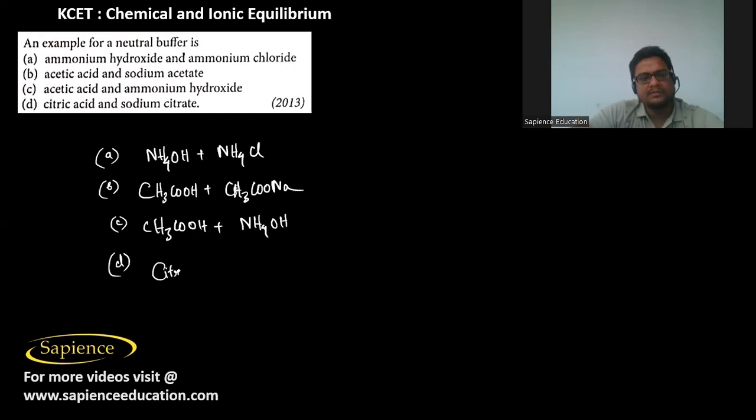Citric acid will have some alkyl group, let's call it RCOOH, and plus sodium citrate, it will be like RCOONa. So here in the first case we have a weak base plus the acidic salt of the weak base.